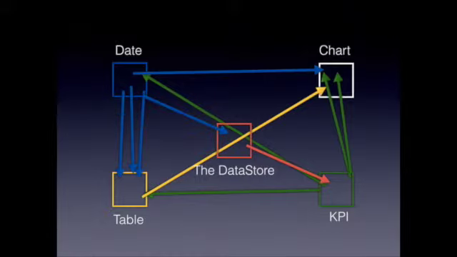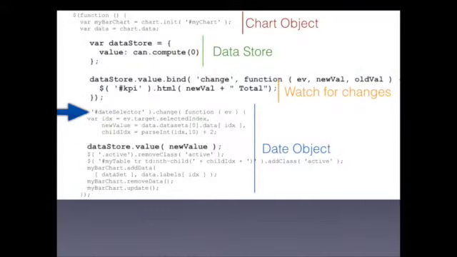So now let's walk through how this code works step by step once it's fully implemented. So you've got the date selector change event handler. That change event handler updates the data store's value. The data store's value is an observable, which we have bound to, and then we update the KPI object.